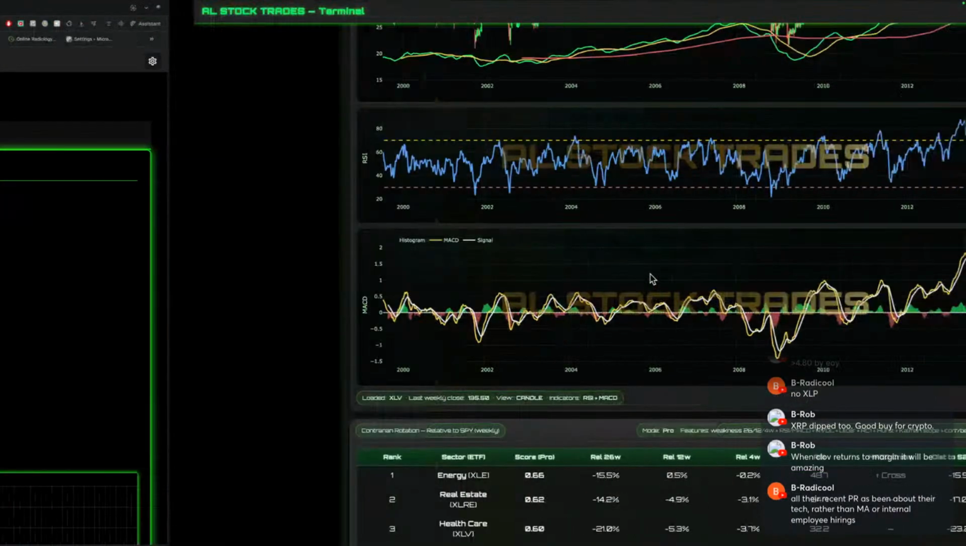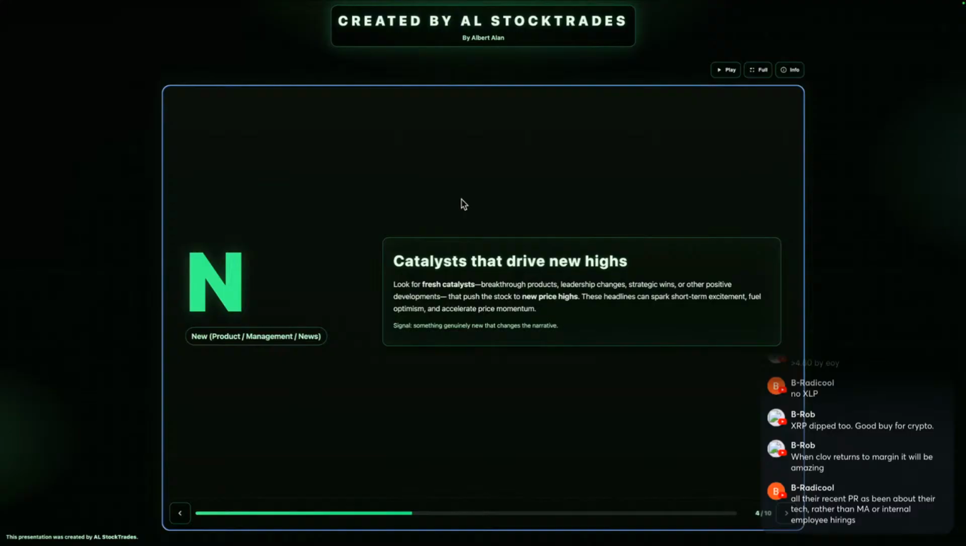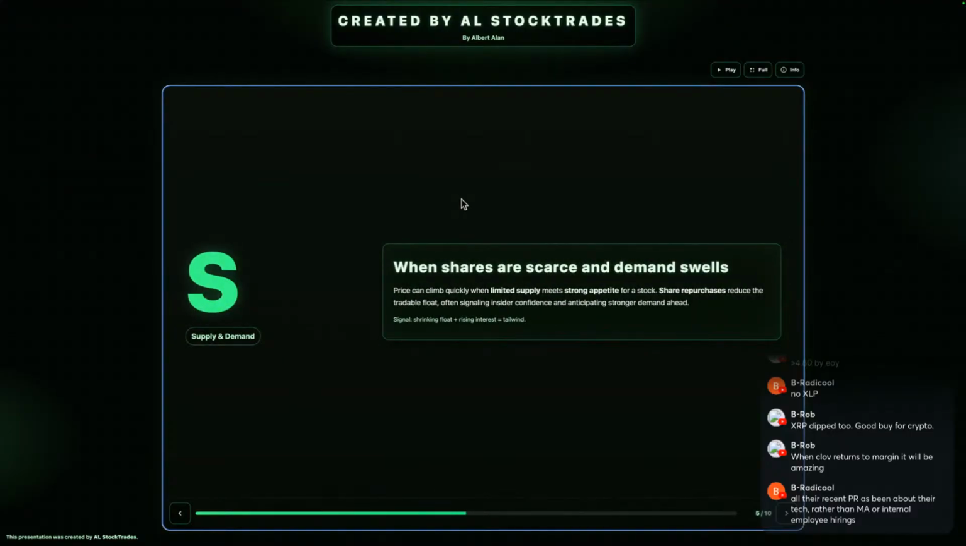All right. So let's go back to the presentation. So now we talked about news, catalysts, and all this other stuff, right? So now let's talk about S. Again, CAN SLIM. So what does S mean? When shares are scarce and demand swells, price can climb quickly when limited supply meets strong appetite for a stock. Share repurchases reduce the tradable float, often signaling insider confidence and anticipating stronger demand ahead. Signal: essentially a shrinking float plus rising interest, not interest rates, but just interest in the stock, equals tailwind.